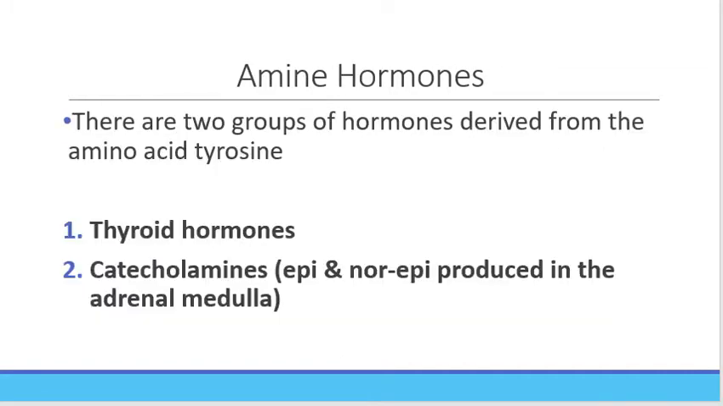Amine hormones. There are two groups of hormones derived from the amino acid tyrosine: thyroid hormones and catecholamines. Our catecholamines really are the epi and norepi, which are produced in the adrenal medulla.